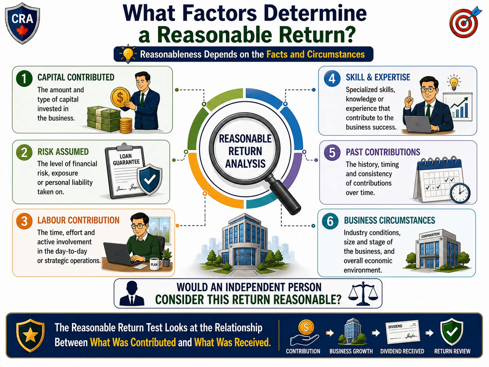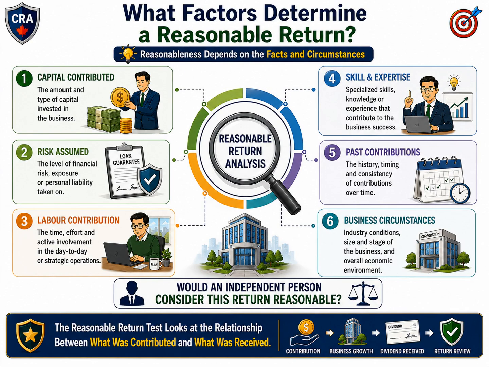Past contributions should not be ignored either. The history and consistency of a shareholder's involvement may provide important context. Contributions made over many years can be just as relevant as current involvement. The analysis also considers the circumstances of the business itself. Factors such as the size of the company, industry conditions, growth stage, and overall economic environment may influence what would be considered a reasonable return.